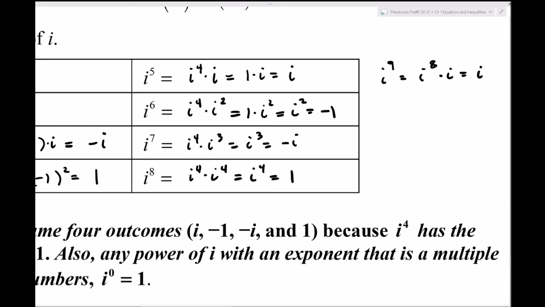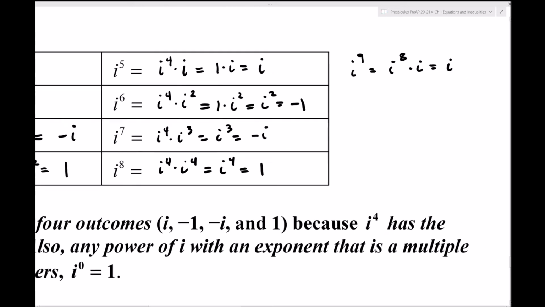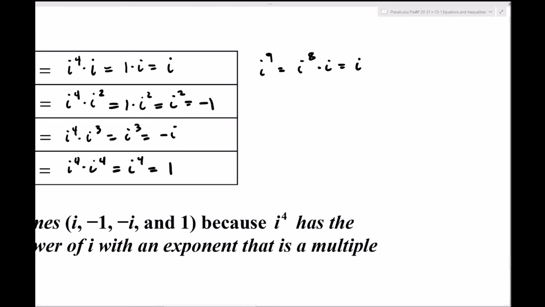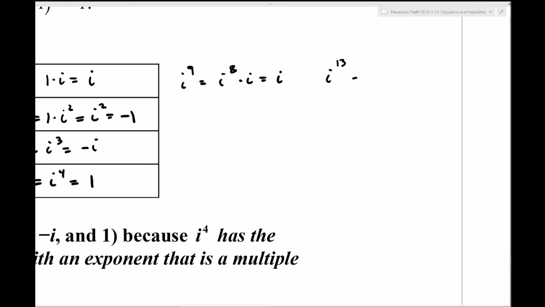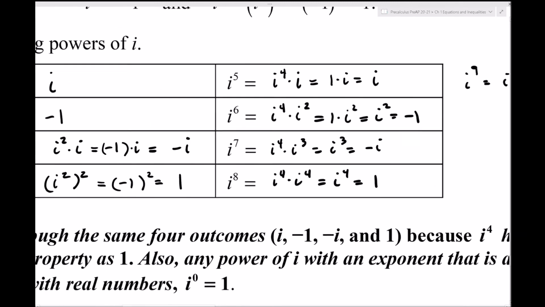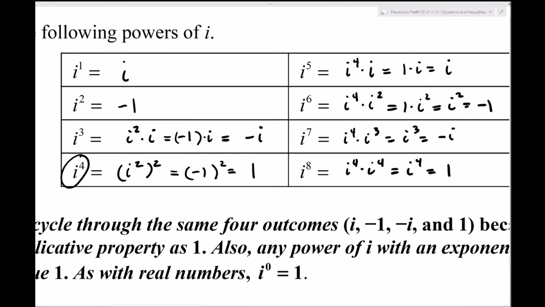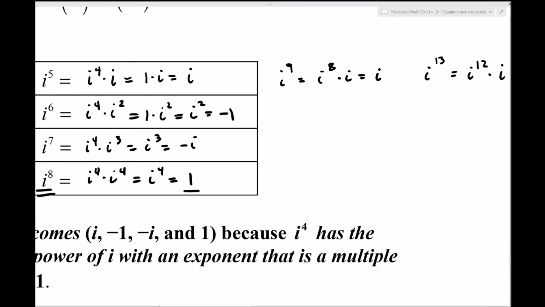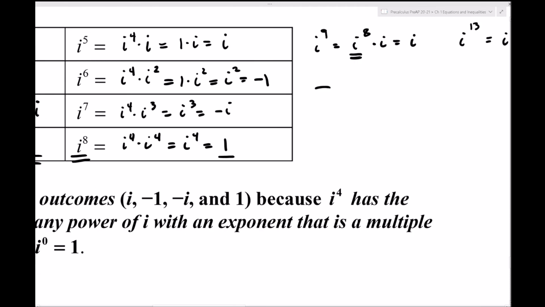So this is going to reveal a pattern, hopefully. Like if I wanted i to the 13th, that's going to be i to the 12th times i. So I'm choosing numbers that are divisible by 4. i to the fourth is 1. i to the eighth is also 1, and that's because 8 is a multiple of 4. So we use that here. A multiple of 4 is going to end up equaling 1.